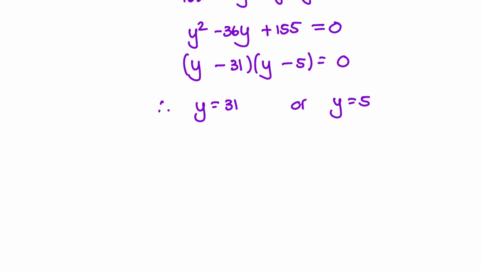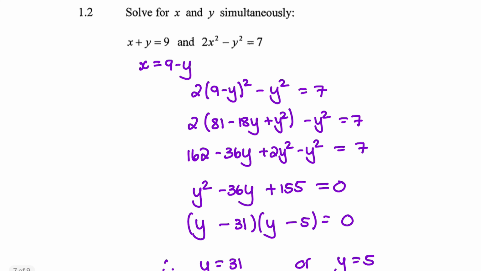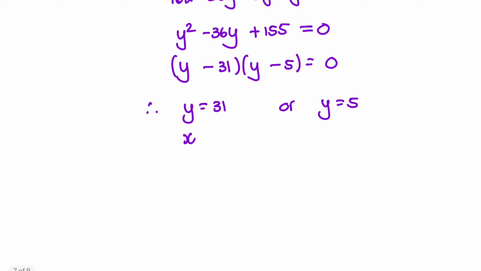And now I have my equation for x, which is 9 - y. So we'll have 9 - 31, or x is equal to 9 - 5. So that leads me to an x value of -22, or an x value of +4.